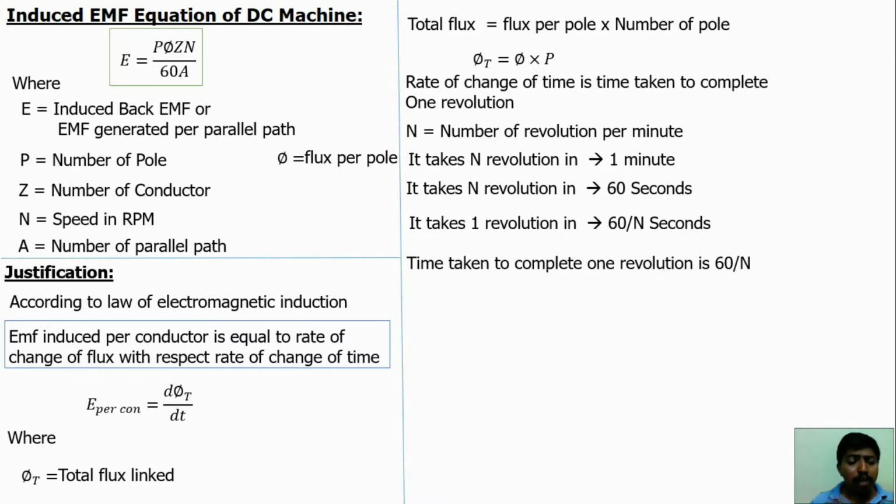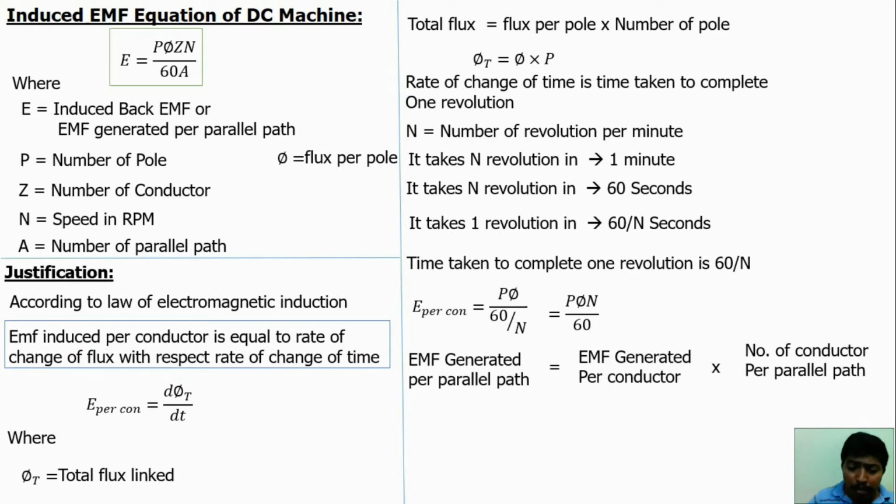So substituting these values, we will get E per conductor is equal to P into phi, the total flux, over the time, which is equal to 60 by N. So we will get P phi N by 60. This is the induced EMF per conductor, but we need the induced EMF generated per parallel path. So EMF generated per parallel path is equal to EMF generated per conductor into number of conductors per parallel path.